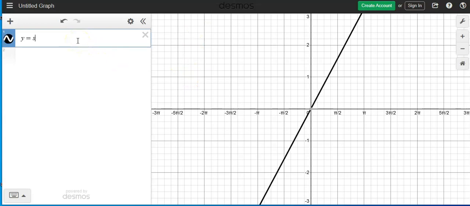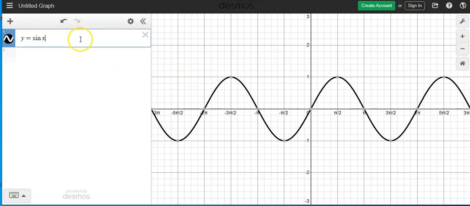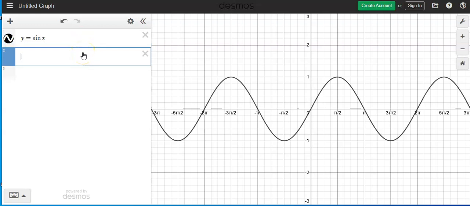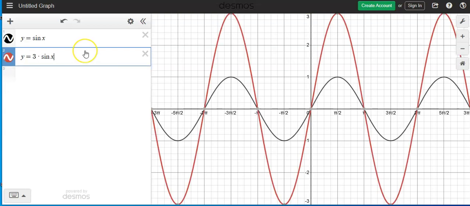y equals sine x, there's your base graph. We saw that just a moment ago. And now if I graph y equals 3 multiplied by the sine of x, there it is. See that? You can see that the height of it has changed. The amplitude was 1 for the base graph, well now it's 3. But if you look carefully, the period has not changed.